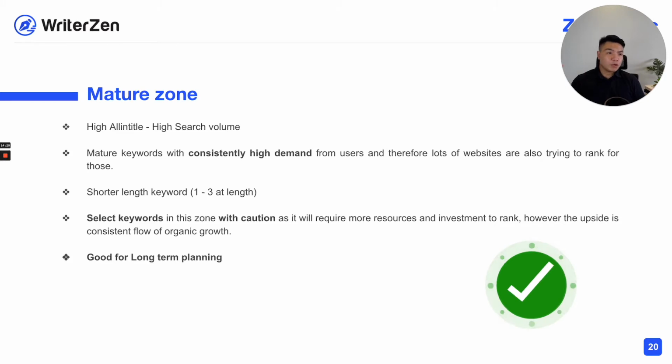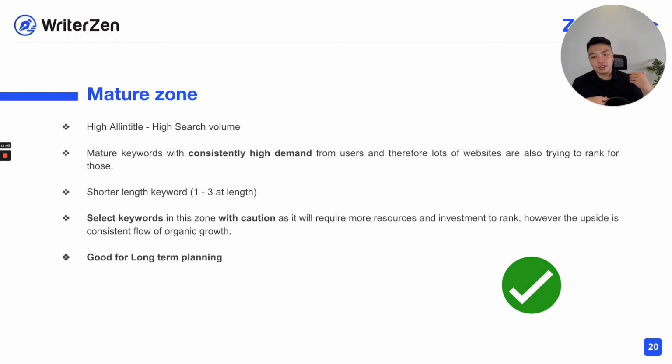So a lot of people know about the keyword, a lot of websites are trying to target that keyword, and a lot of people are searching for those keywords. They are mature keywords with consistently high demand from users, and therefore lots of websites trying to rank for those. They are usually shorter keywords, 1 to 3 words in length, right? Like web design, indoor plants, some of those keywords. Select a keyword in this zone with caution, because it will definitely require more resources and investment to rank, but the upside is that once you can rank, you will establish yourself as a big player in that niche, right?